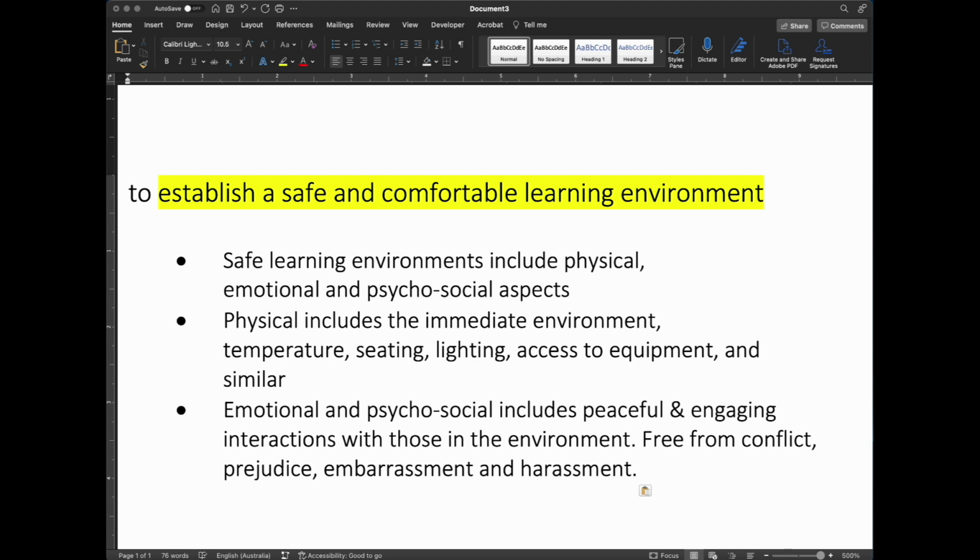It includes physical, emotional, and psychosocial aspects, and I've got definitions for each of these. Physical includes the immediate environment: temperature, seating, lighting, access to equipment, and similar. Emotional and psychosocial includes peaceful and engaging interactions with those in the environment, free from conflict, prejudice, embarrassment, and harassment. Again, these are the things we have to be able to observe in this one performance criterion. So how are we going to do that?